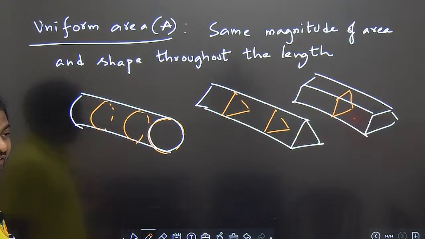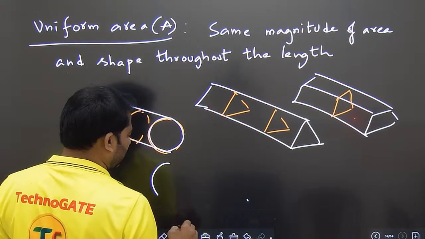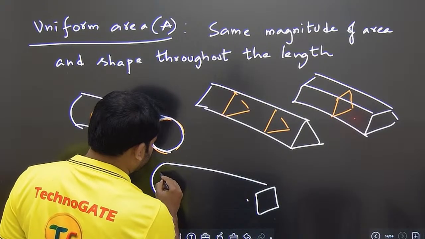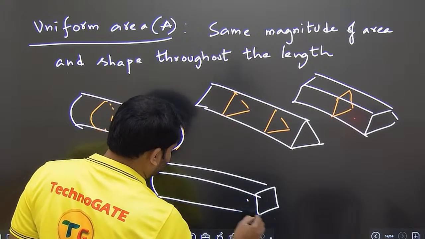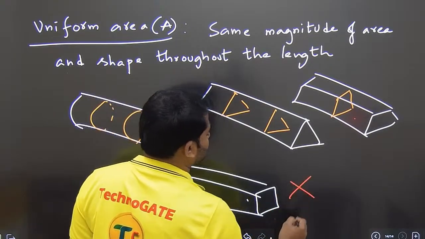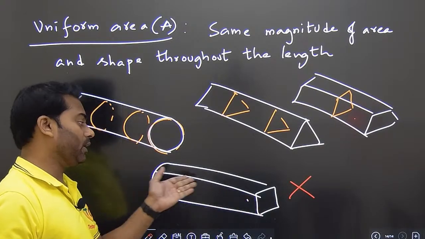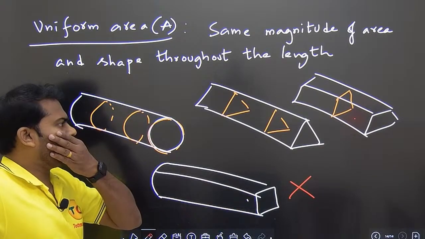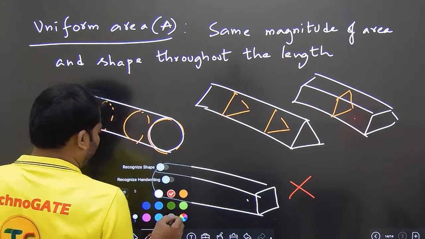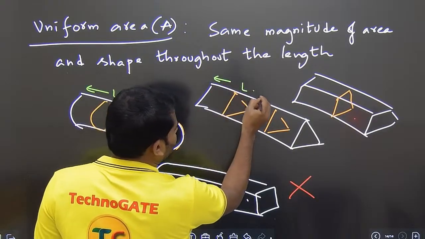Understood? Okay. For example, if you have a shape where one side is circular and the other side is rectangular, and it is made to become like this, then this is not at all a uniform cross section. Obviously over the length the shape is changing, and maybe the area will also change. Clear?